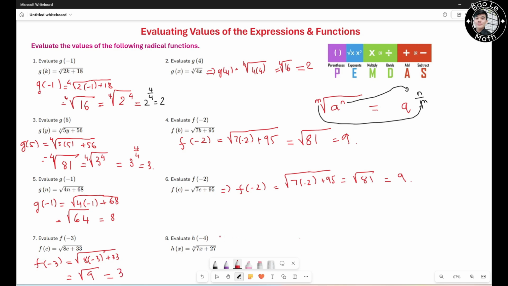Now the last one, h of negative 4 is cube root of 7 times negative 4 plus 27. Now 7 times negative 4 is going to be negative 28 plus 27 is going to be negative 1. Cube root of negative 1 is going to be negative 1.